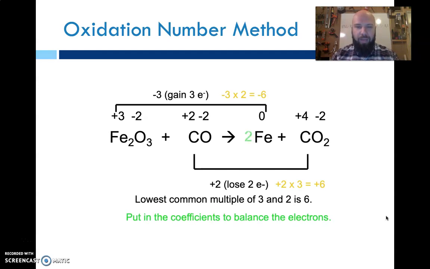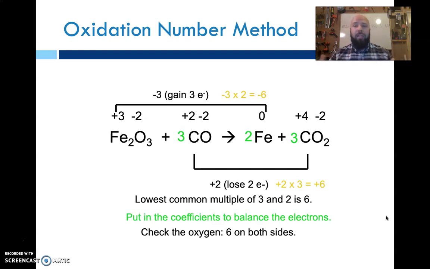Put the coefficients in to balance these equations. You have the 2 here to balance the fact that iron is 2 in the first reaction, and that makes the iron gain 3 electrons twice. Here, you're going to put the 3 in on both the carbon monoxide and carbon dioxide so that carbon loses 2 electrons 3 times. Just like that. Check if the oxygen is balanced, and that is a balanced equation. This one was fairly simple and could probably be done by inspection. Watch my other video for an example from the one that I provided a few slides ago.